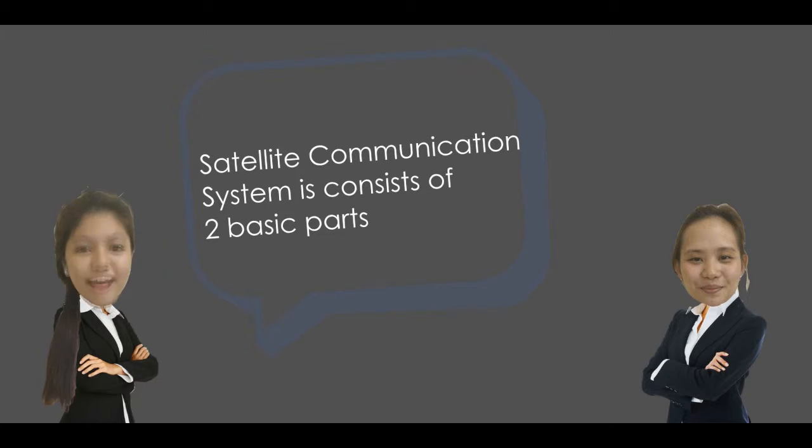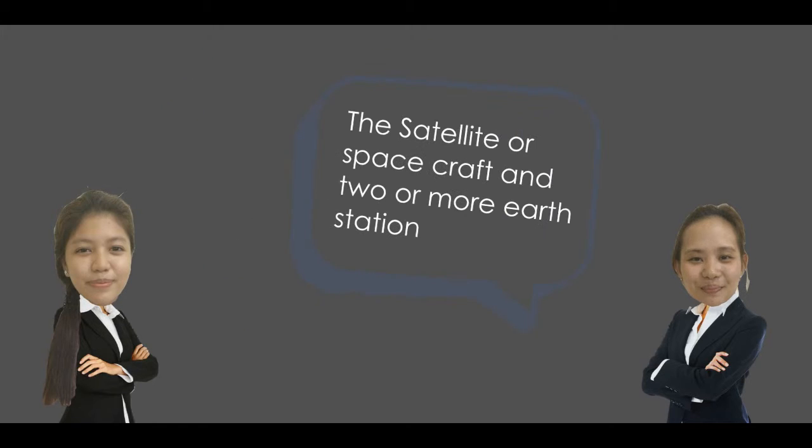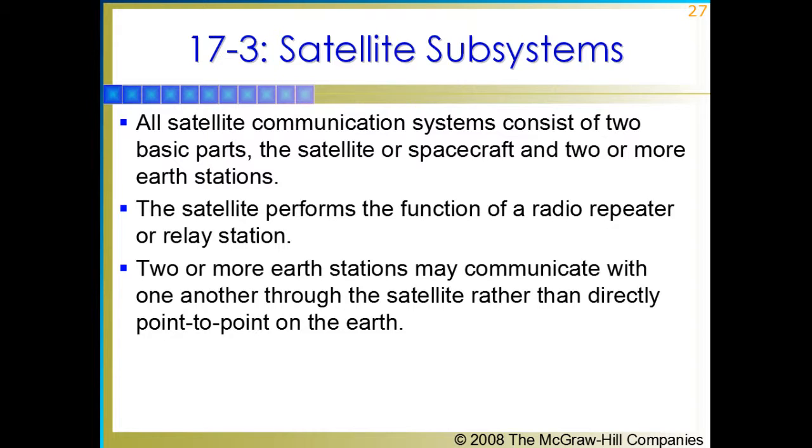The satellite communication system consists of two basic parts: the satellite or spacecraft and two or more Earth stations. The satellite performs the function of a radio repeater or relay station, while the two or more Earth stations may communicate with one another through the satellite rather than directly point to point on the Earth.